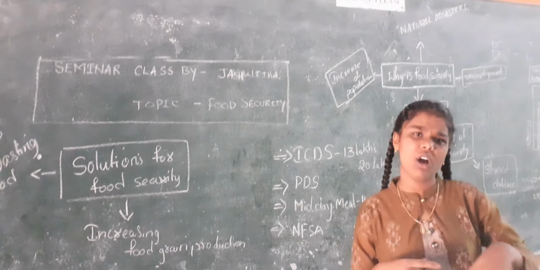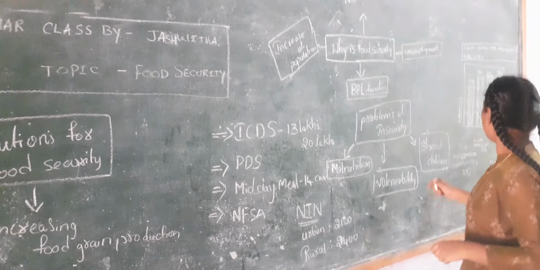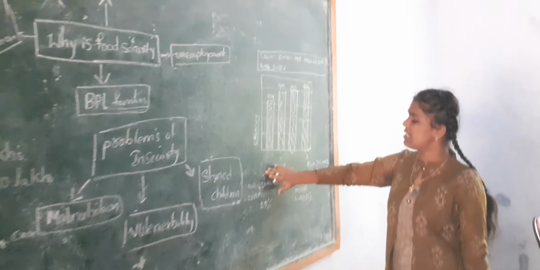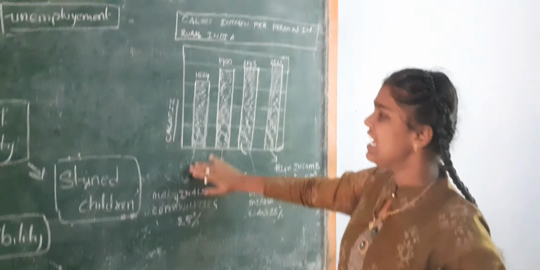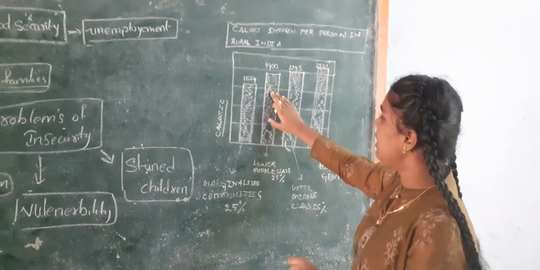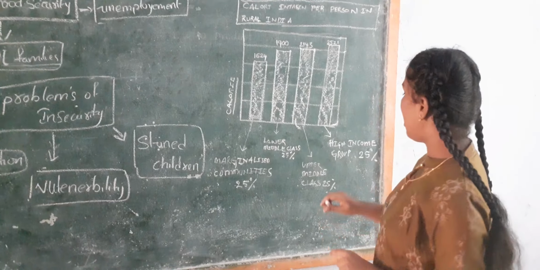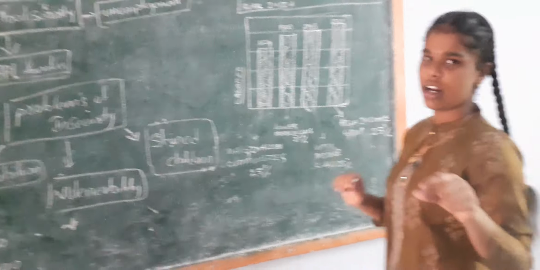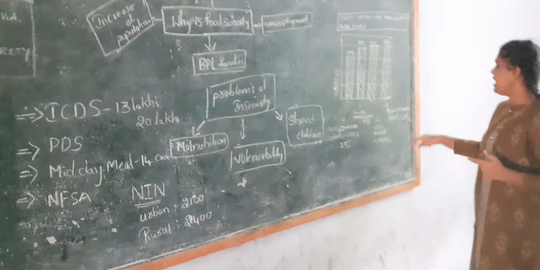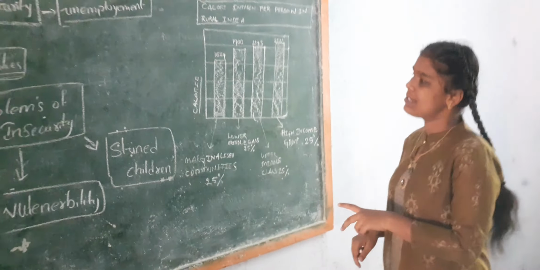Do all of us get the same nutrition? No. According to this graph, marginalized communities, meaning the poorest, are getting 1624 kilocalories per day. The lower middle class are getting 1900 kilocalories per day, and the upper middle class are getting 2143 kilocalories per day. I think this is somewhat less, and only they are taking the correct nutrition diet. And the high income group is taking 2521 kilocalories.